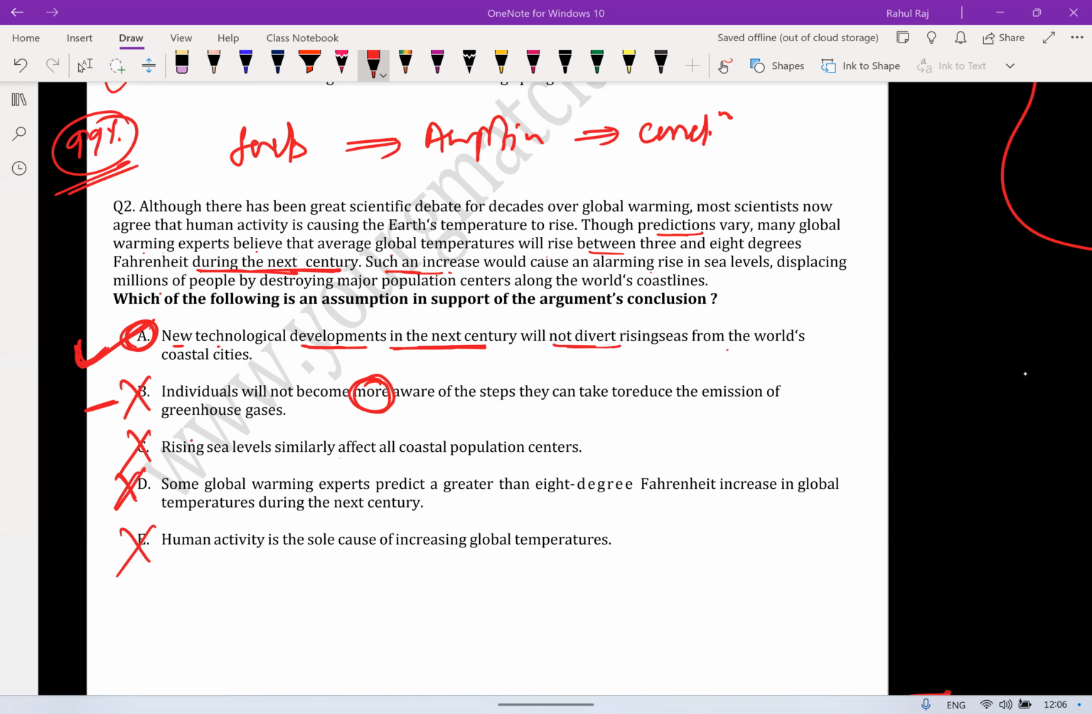But don't you feel you are assuming a lot over here, that just by individuals becoming more aware of these steps, global warming will start reducing? Don't you feel there is a humongous assumption that you are making over here?